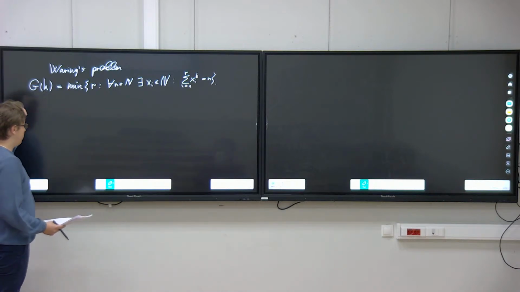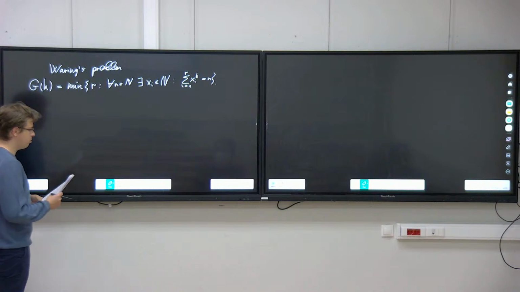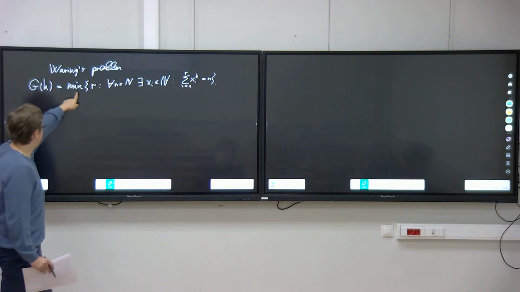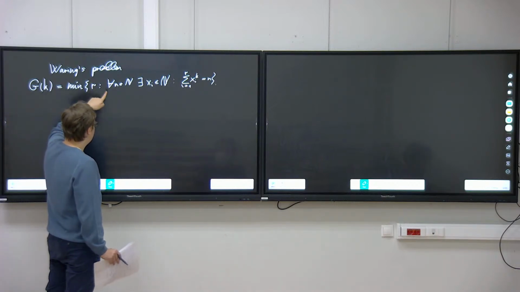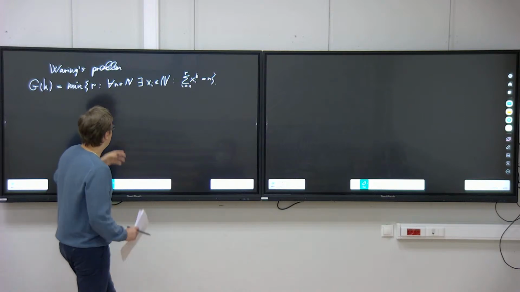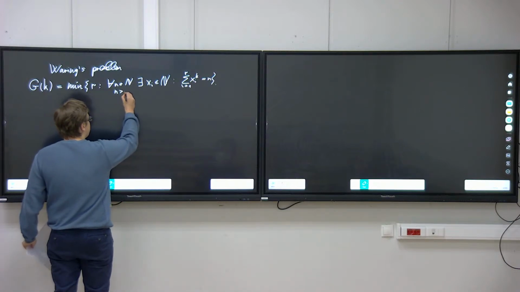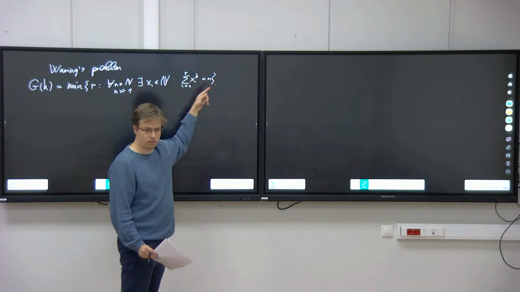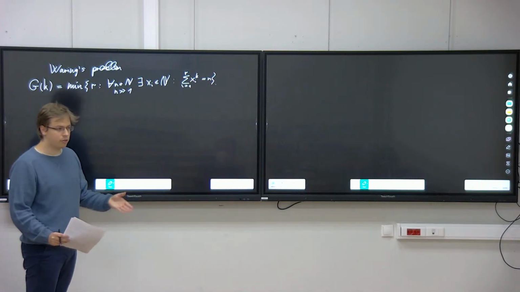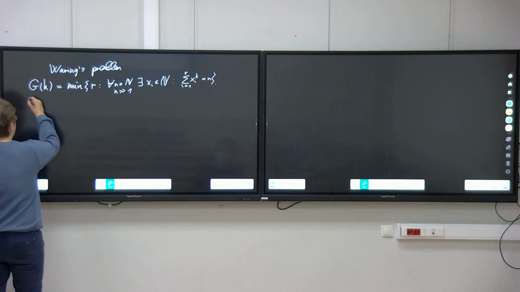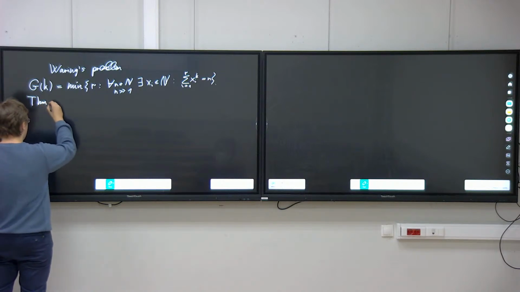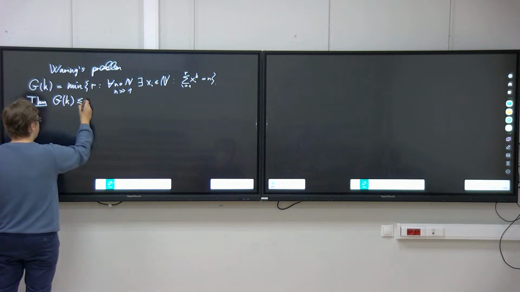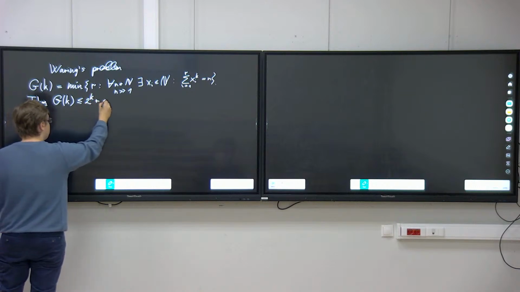Okay, today we'll finish, I will finish my talk about the Waring problem. Let me remind you, big G of k is the minimum r such that every sufficiently large natural number is the sum of r k-th powers. Here we prove it for sufficiently large numbers, and the main theorem that we want to prove is that G of k is less than or equal to 2 to the power k plus 1.